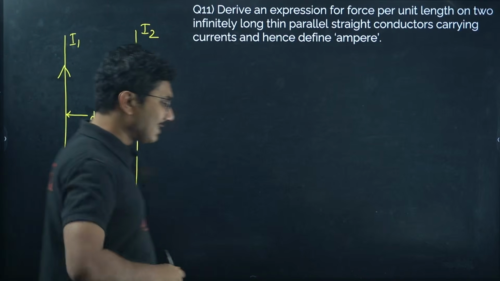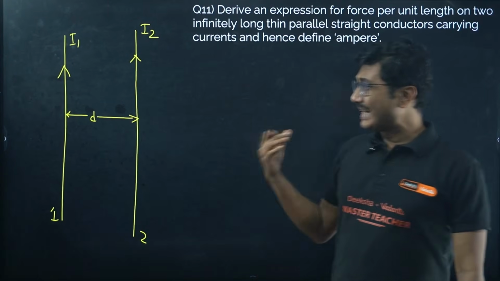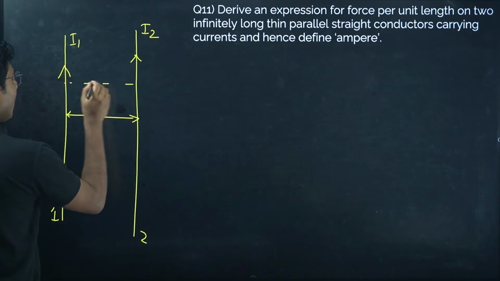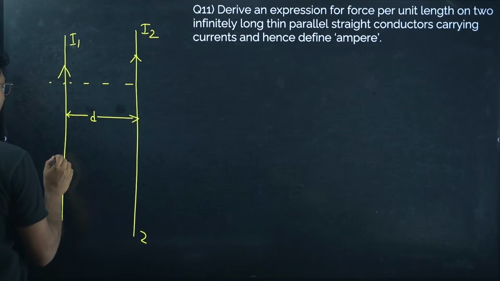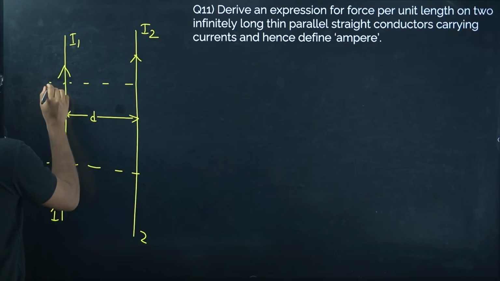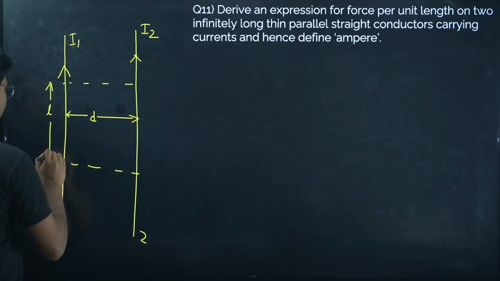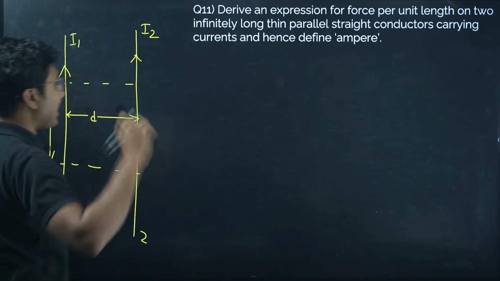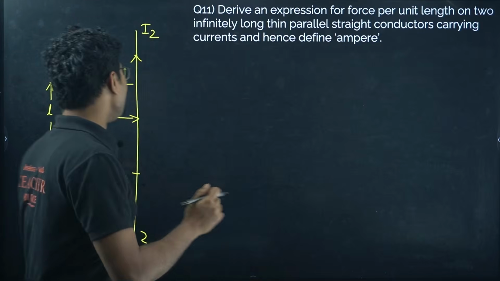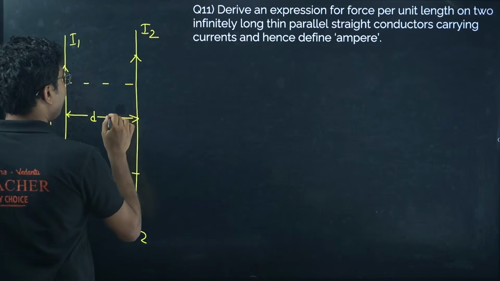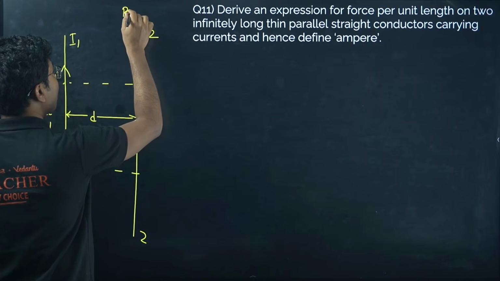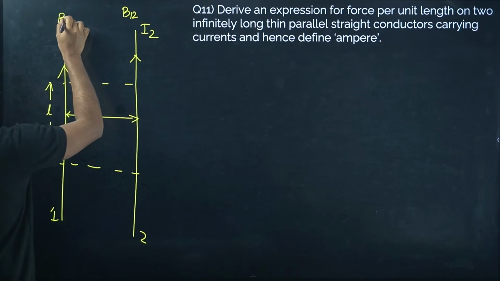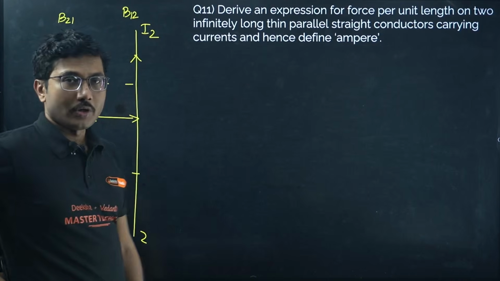Now because they are infinite, we cannot do anything unless we fix a length. So that's why we have to take an arbitrary length L. Later on we will obviously remove it. So take some length of say small l. Now what is the force acting between them? First step is to calculate the magnetic field due to wire 1 at the location of wire 2, B12, and magnetic field due to wire 2 at the location of wire 1, say B21. So we have to find that.